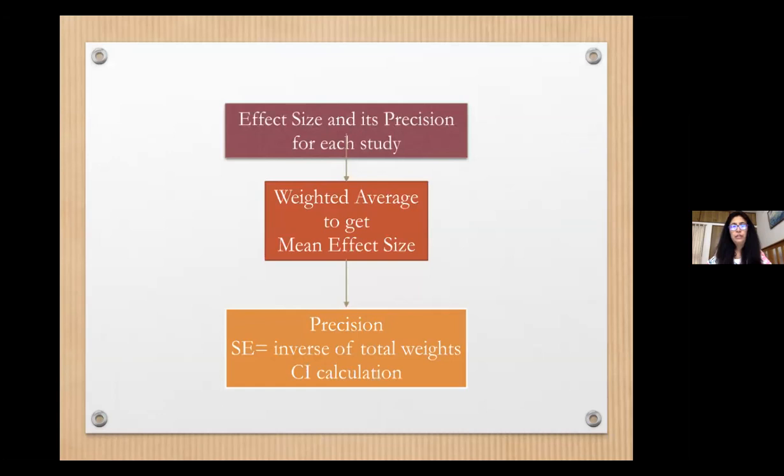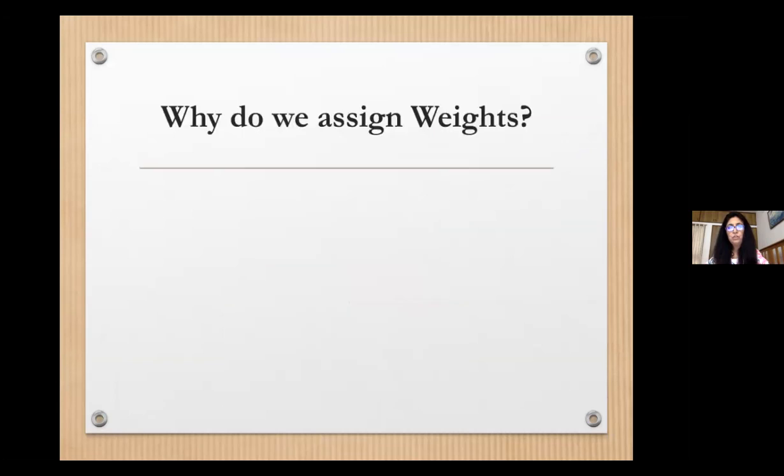So once you get the effect size, you can't combine it, right? You have to add weights to it. So why do we assign weights?